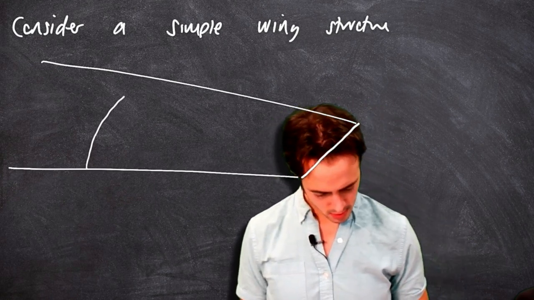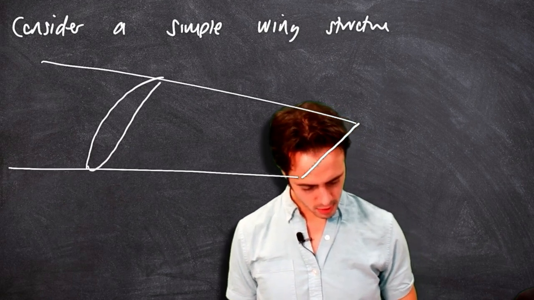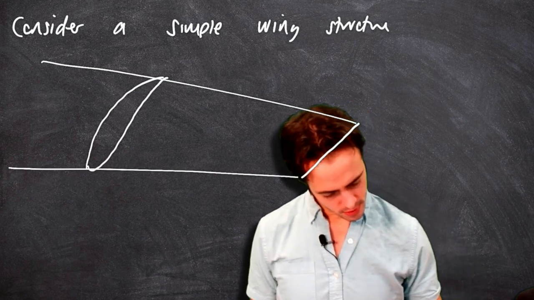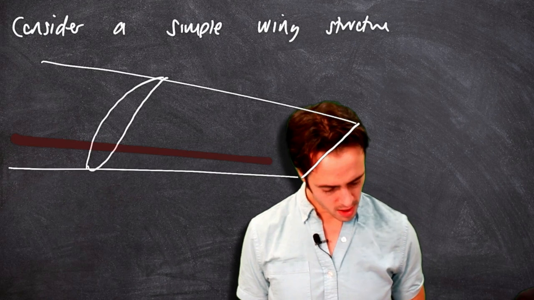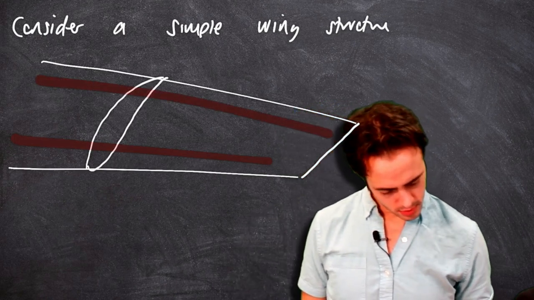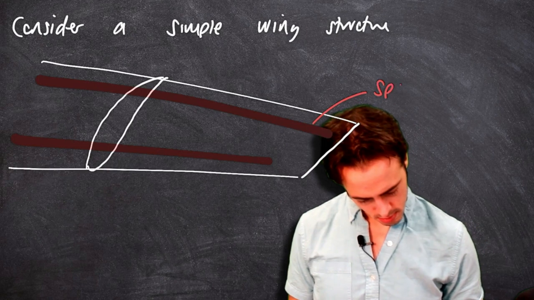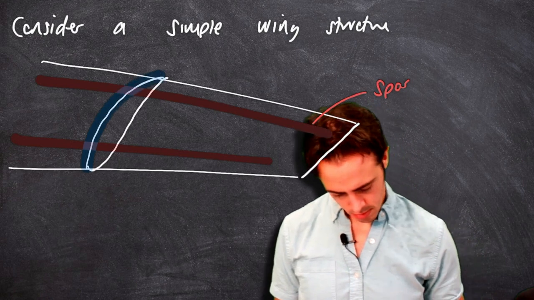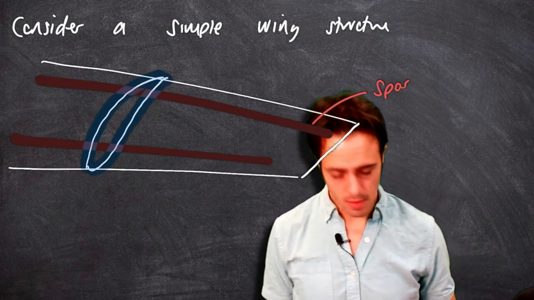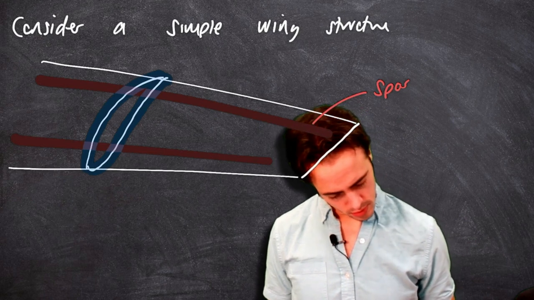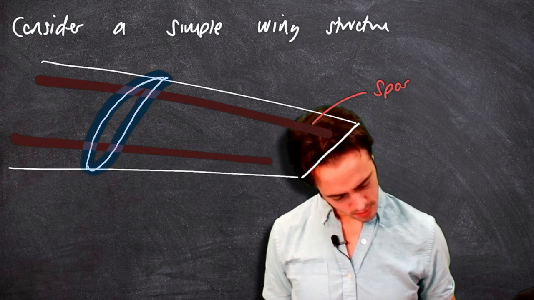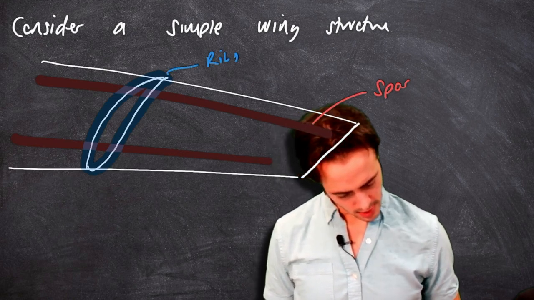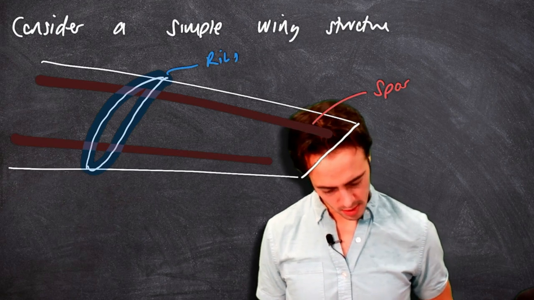Let's take a cross section through it. We might have, say, two spars in this wing. I have the ribs, for example. And then all over the top and bottom, we'd have the stressed skin.